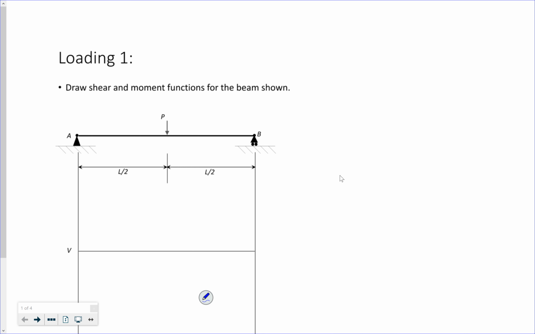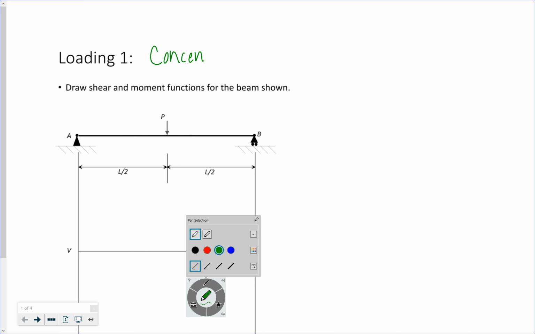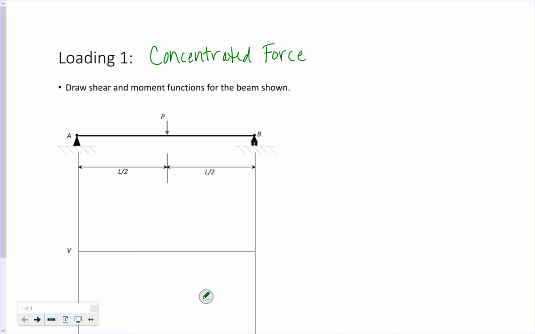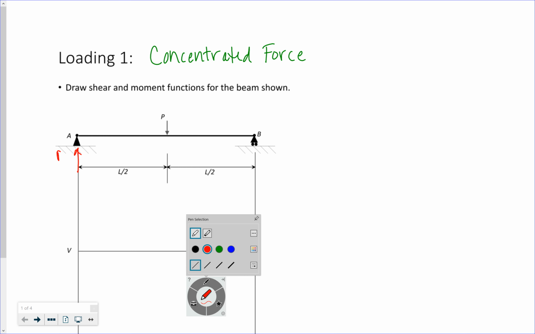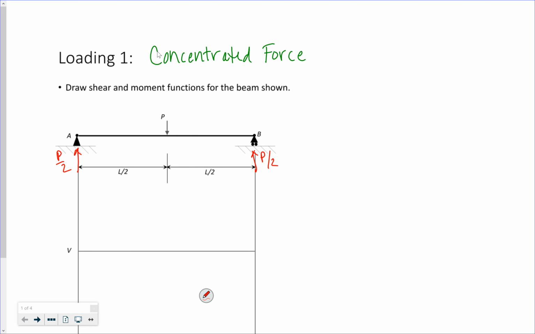So here we have a concentrated force, a point load in the middle of a beam. Right? My reactions are P over 2, P over 2. And because of that discontinuity at my concentrated force, I'm going to break it up into two different sections, one before the load and one after the load, if that's my x.